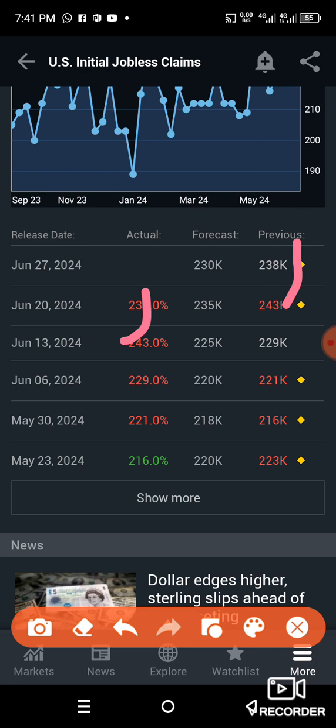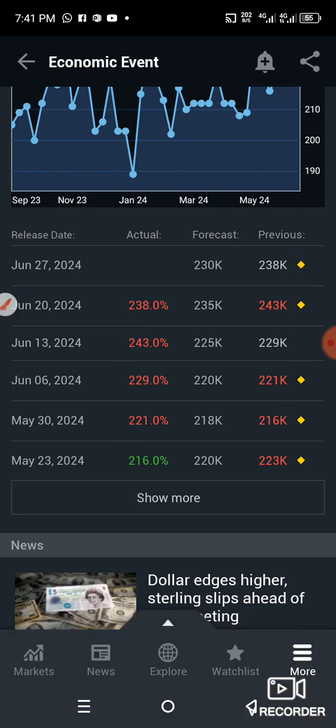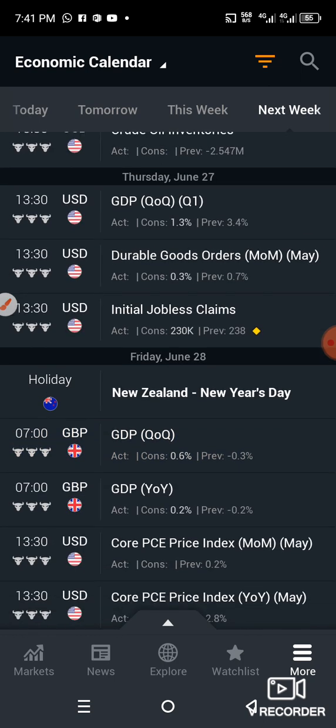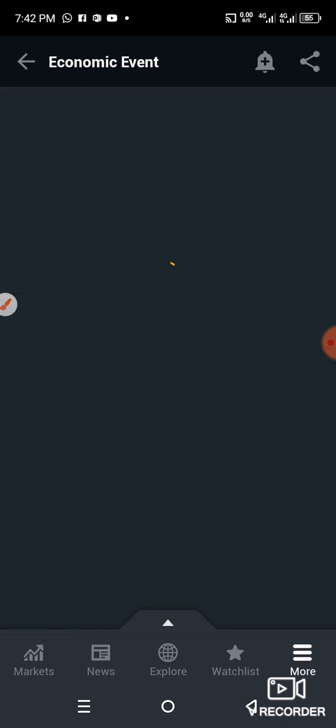On initial jobless claims and the unemployment rate, only these places, this strategy doesn't work. It's not that it doesn't work, but actual greater than forecast and previous doesn't work. But in other news, when actual is greater than forecast, it is good for the currency, the base currency. It is good like this, GBP, US GBP.